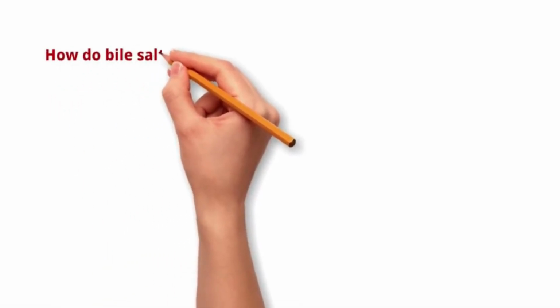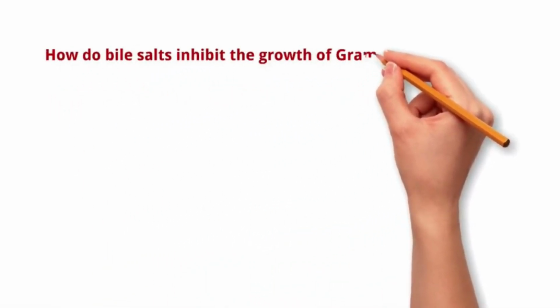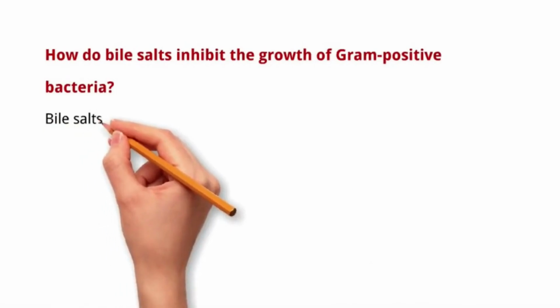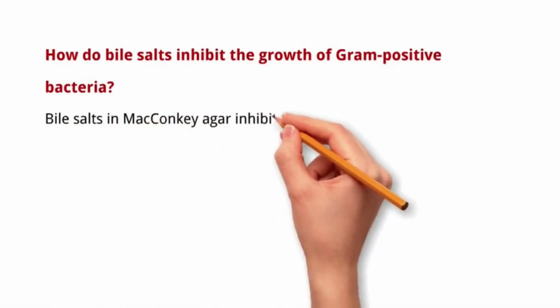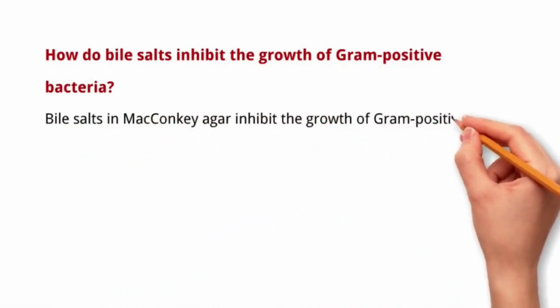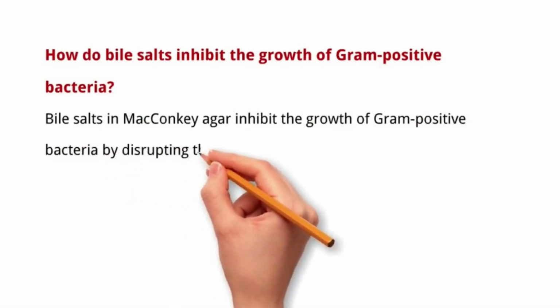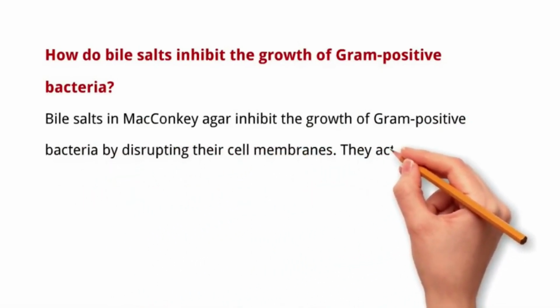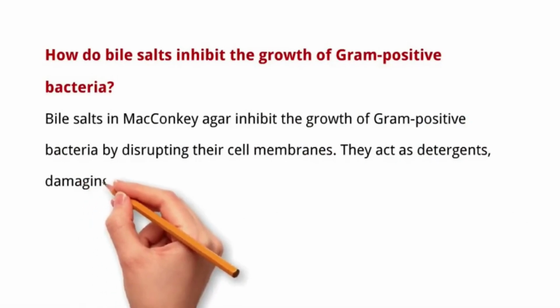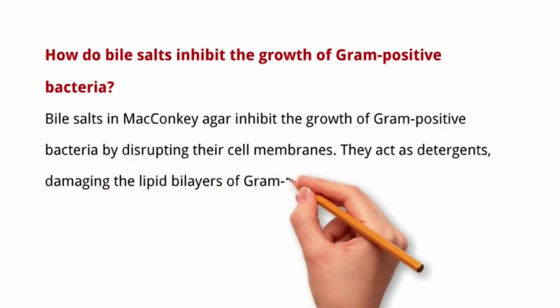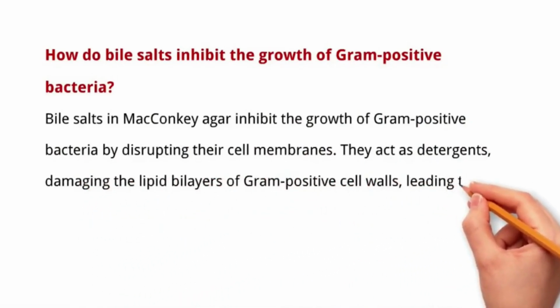How do bile salts inhibit the growth of gram-positive bacteria? Bile salts in MacConkey Agar inhibit the growth of gram-positive bacteria by disrupting their cell membranes. They act as detergents, damaging the lipid bilayers of gram-positive cell walls, leading to cell lysis.